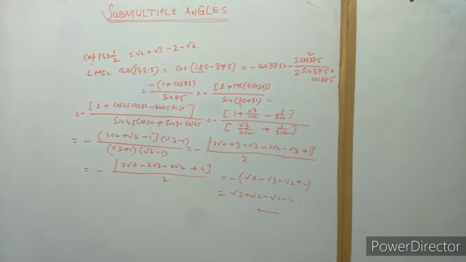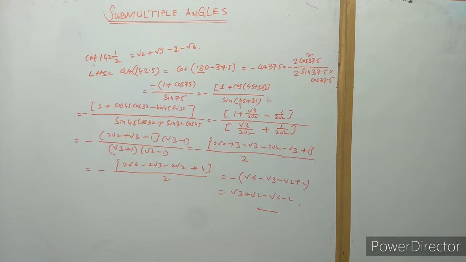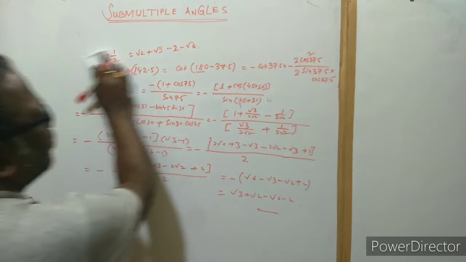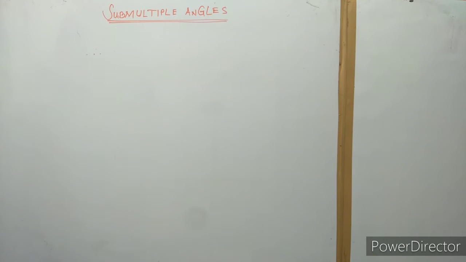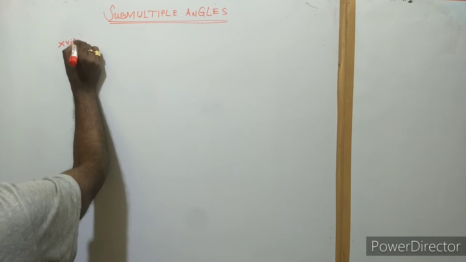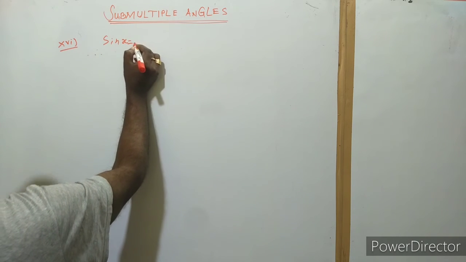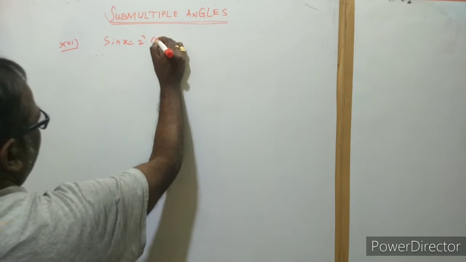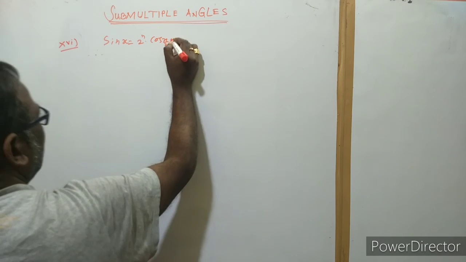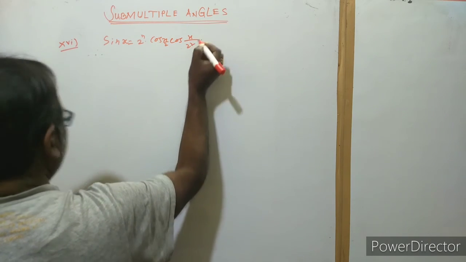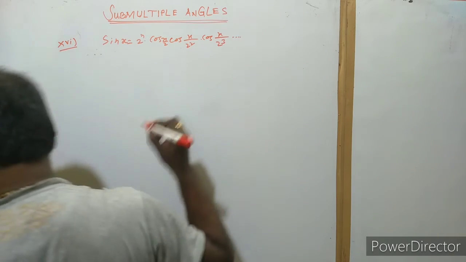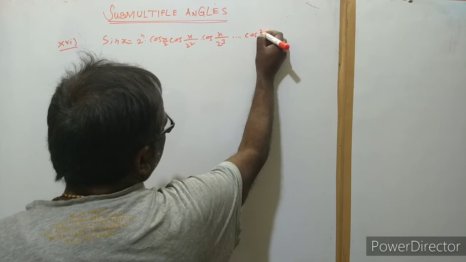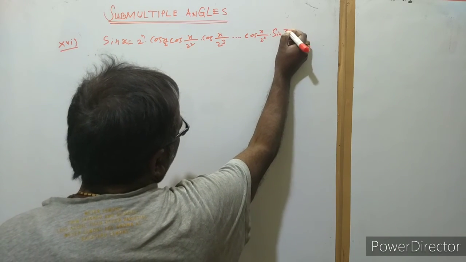Next problem. Okay, see. We want to prove that sin x is equal to 2 to the power n, cos x by 2, cos x by 2 square, up to cos x by 2 to the power n, and then sin x by 2 to the power n.